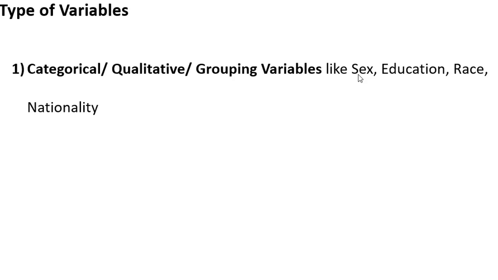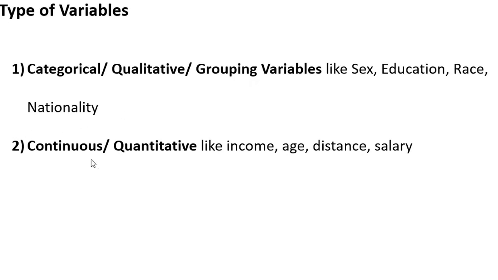You have grouped different people with different gender. Like education, the level of education: primary, middle, higher secondary, university level, master, MPhil, PhD. So these are also grouping and categorical. Race and nationality. These types of variables are categorical variables, which are also called qualitative and grouping variables.